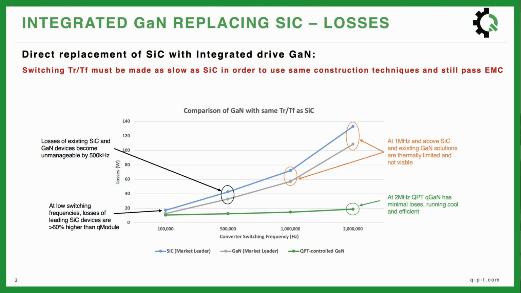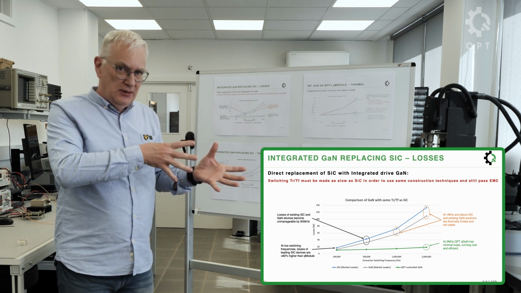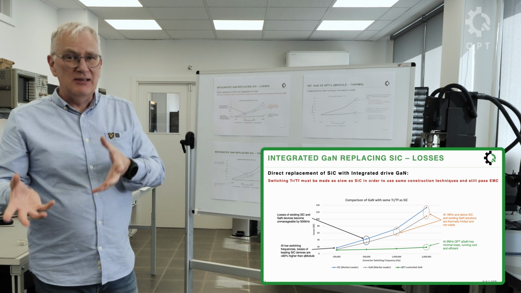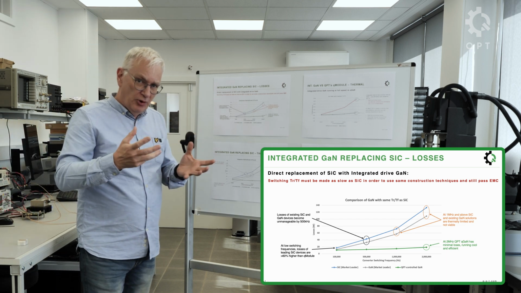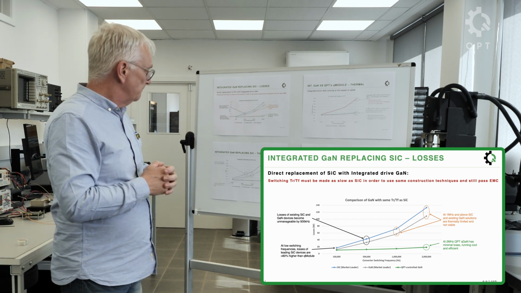So this first graph, what we've done is we've taken basically an integrated GaN solution, one of the premier ones available today. And one of the things that they can do is they can slow down the switching transition. So they can make it like a SiC or a silicon transistor in terms of the switching speed. And the idea behind that is that you can mitigate your EMC problems and thereby have a simpler design solution.